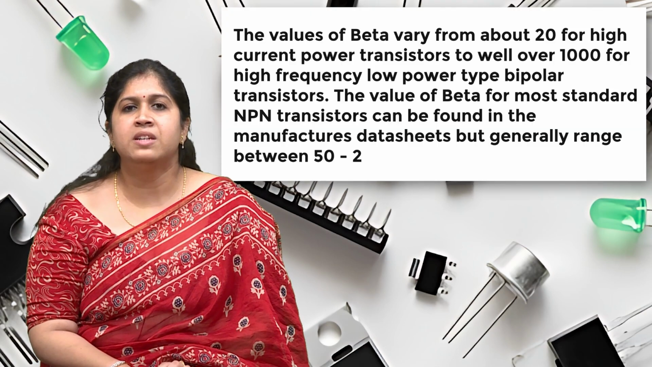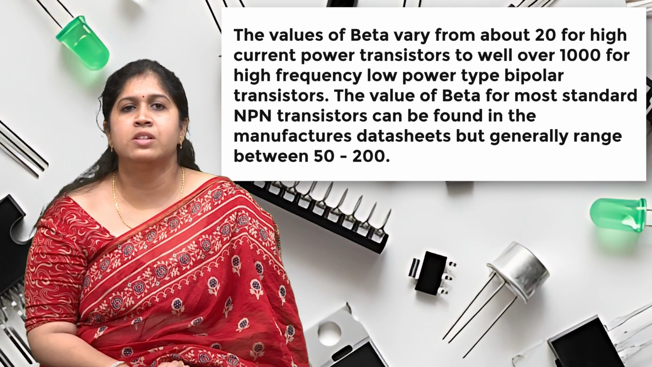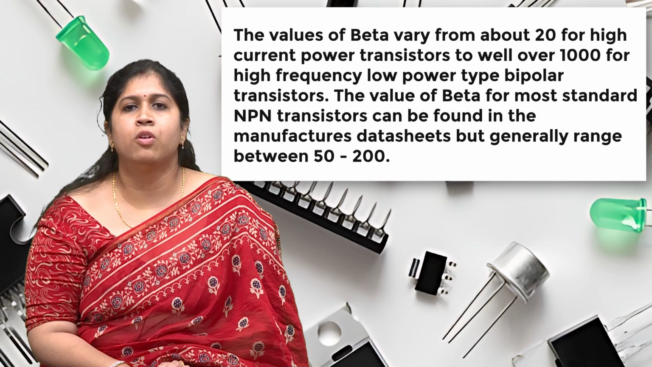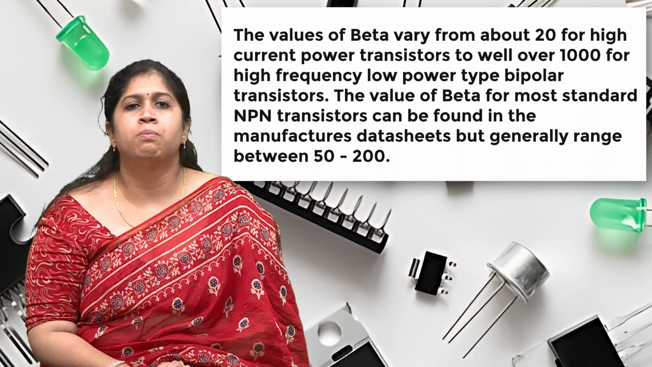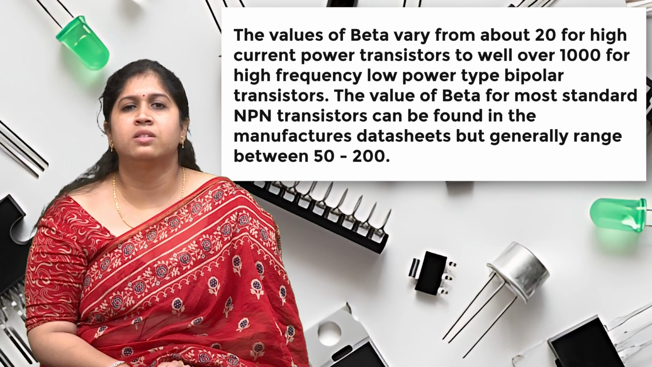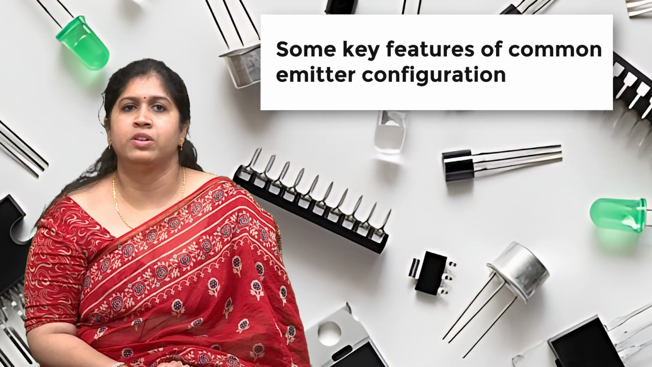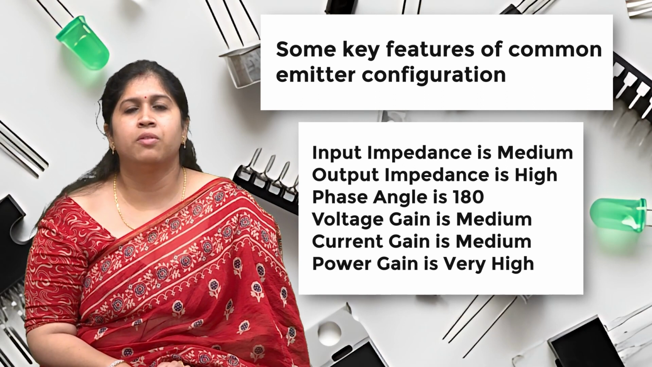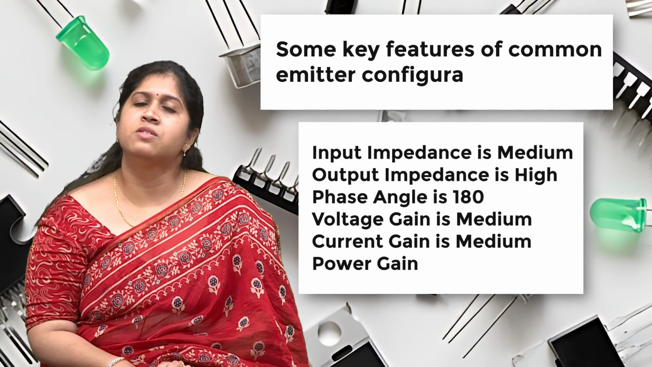The value of beta varies from about 20 for high current power transistors to well over 1000 for high frequency low power bipolar transistors. The value of beta for most standard NPN transistors can be found in the manufacturer's data sheets, but generally ranges between 50 and 200. Some key features of common emitter configuration: input impedance is medium, output impedance is high, phase angle is 180, voltage gain is medium, current gain is medium, power gain is very high.